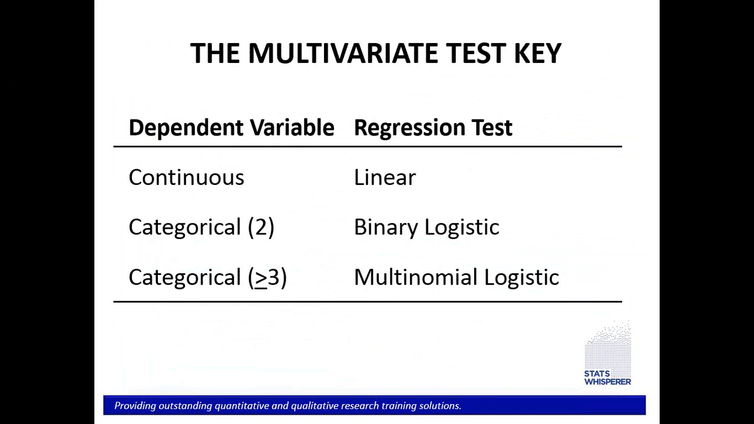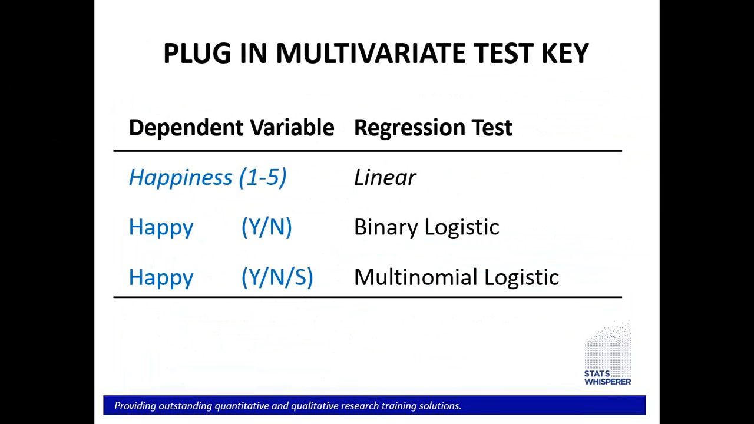So here's our multivariate test key. We see in the left-hand column the dependent variable listed. We have the three structures we mentioned, continuous, and then the two forms of categorical. And then to the right, we have each of the regression tests we mentioned. So if we plug in our sample structures, this is what we have.